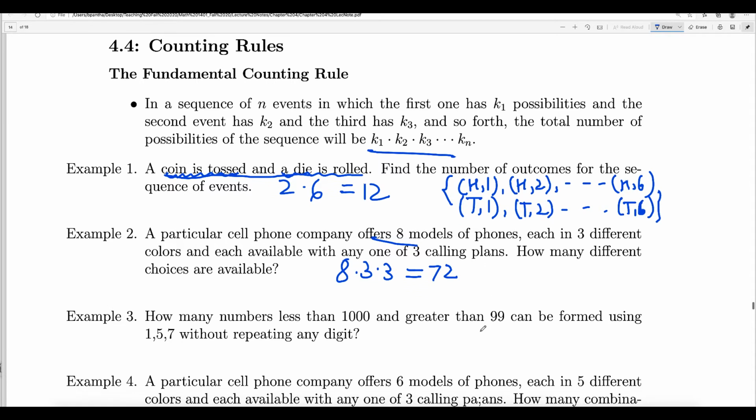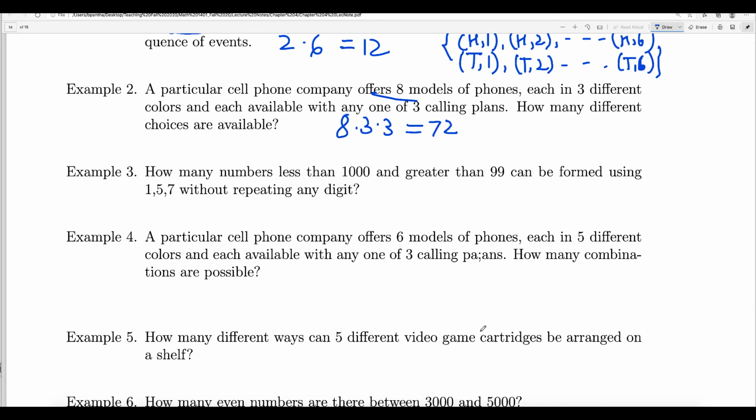Okay, let's look at example number 3. How many numbers less than 1000 and greater than 99 can be found using 1, 5, and 7 without repeating any digits? So look at that. You want to make numbers between 99 and 1000 using these numbers without repeating. Okay, so all the numbers between 99 and 1000 will have 3 digits in them, right? So the first digit can be picked in 3 different ways. It could be 1 or 5 or 7, right?